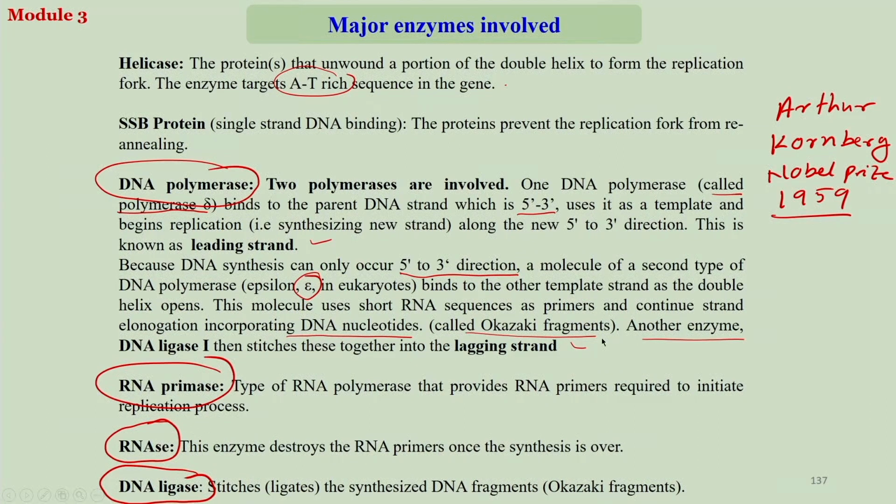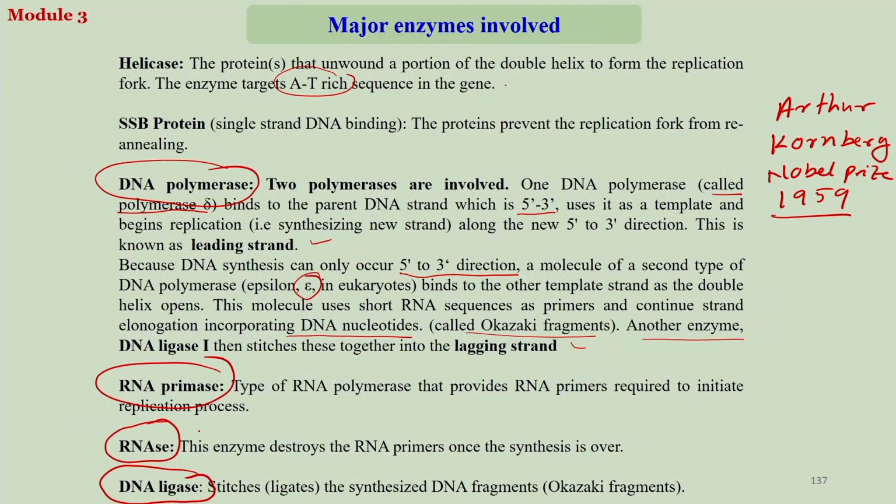That is also needed for the leading strand as well. RNA primase, as I mentioned, is a type of RNA polymerase that provides RNA primers. So, DNA polymerase synthesizes DNA, RNA polymerase will synthesize RNA. So, RNA primase is a variety of RNA polymerase that will synthesize small RNA primers required to initiate the replication process.